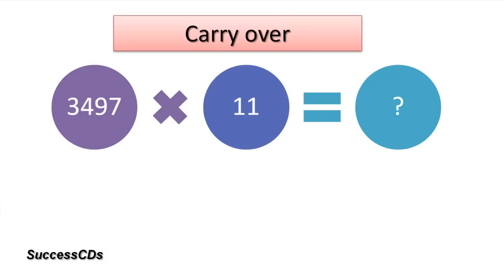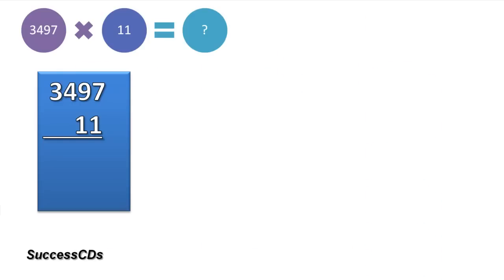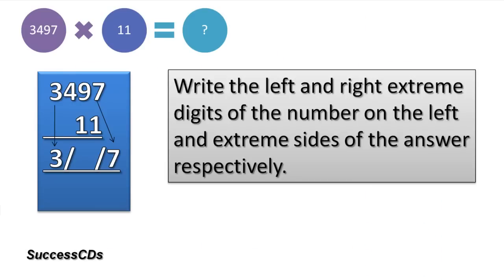Now here is an example when you will multiply by 11 and there is carry over also. So how you have to do these sums? 3497 multiplied by 11. So first of all, you will write the left and right extreme digits of the number on the left and right extreme sides of the answer respectively. So here you can see 7 will be written over here and 3 will be written here, and put slash in order to put a demarcation.